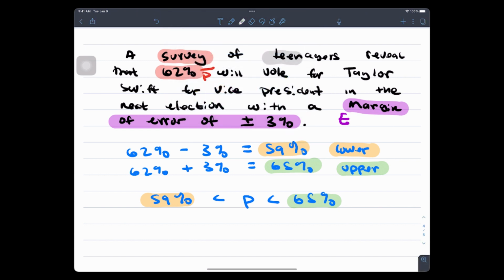Remember I told you guys? There's a population of teenagers. They're going to vote for Taylor Swift for vice president. You guys know what I mean? Now I'm speaking your language. Is that right? You go, I like Taylor Swift. You guys like Taylor Swift? She's okay. Who else you guys like?